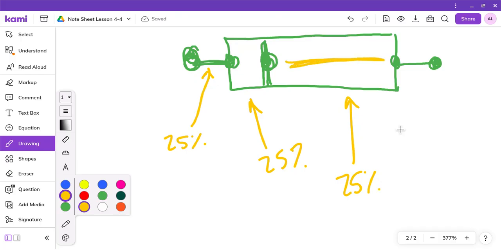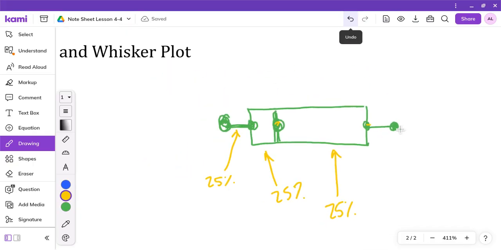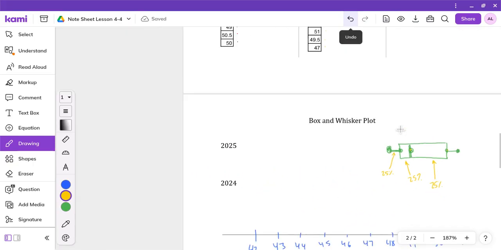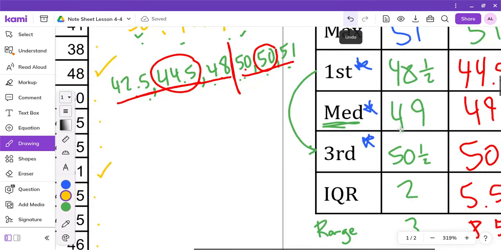Now, that looks like there should be more numbers, but remember, the spread, how far apart these parts of the box and whisker plot are, is not about how many numbers there are, it's how spread apart those numbers are. So if we go back, this is the median and this is the third quartile. Look at the difference between the median and third quartile. The median and third quartile are 1.5 apart, whereas these are only half a point apart, right? So there is a bigger spread from here to here, okay?